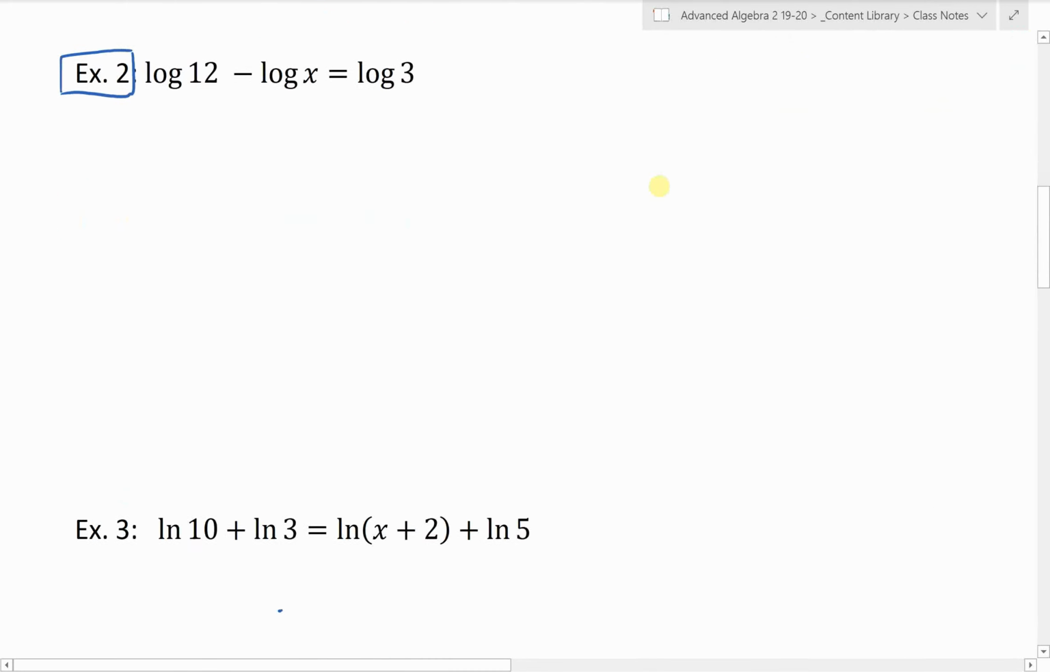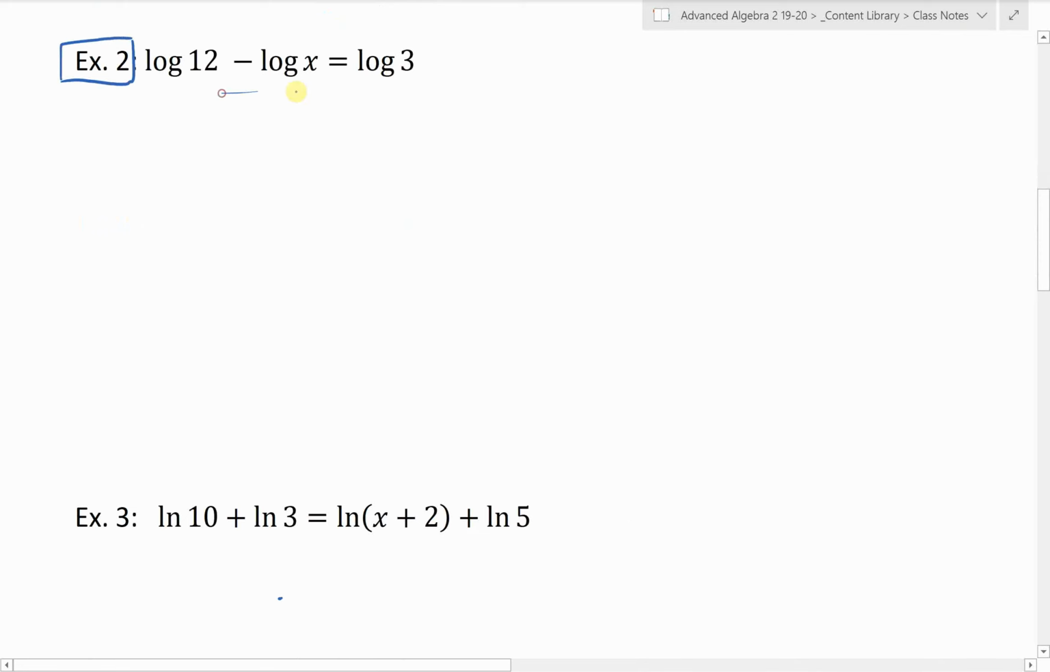So what we need to do first is condense this left side into a single logarithm. Specifically, the fact that I'm subtracting these logs tells me I'm going to use the quotient rule. So log 12 minus log x, by the quotient rule, is really equal to log of 12 over x. So now that left side is a single logarithm.